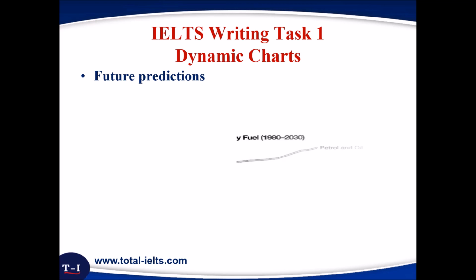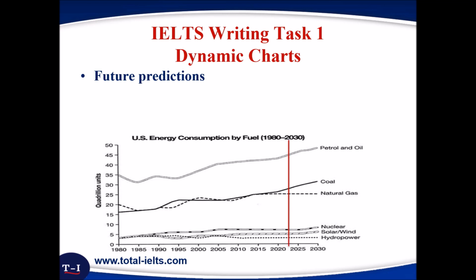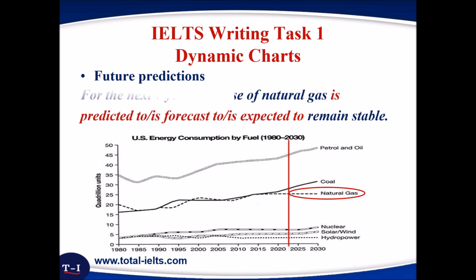And for diagrams which include future predictions, first of all, draw a line on the question paper for today's year, and everything after that to the right will be a future prediction. For example, natural gas. For the next 7 years, the use of natural gas is predicted to, or is forecast to, or is expected to remain stable.